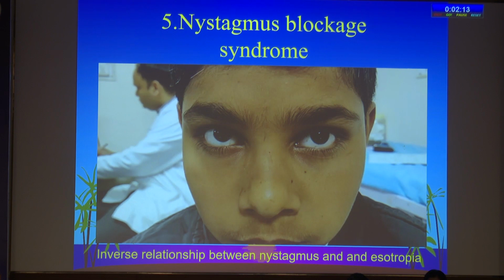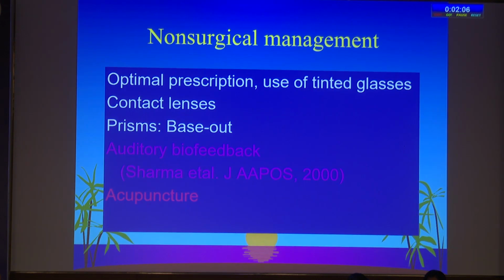Then there is a nystagmus blockage syndrome which you may encounter, where you will see an inverse relationship between nystagmus and esotropia. Here you will do a surgery according to that. So how do we manage them?